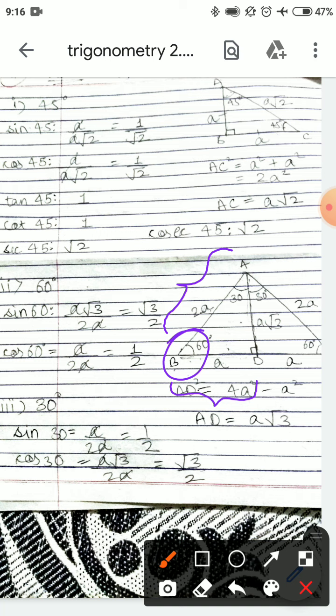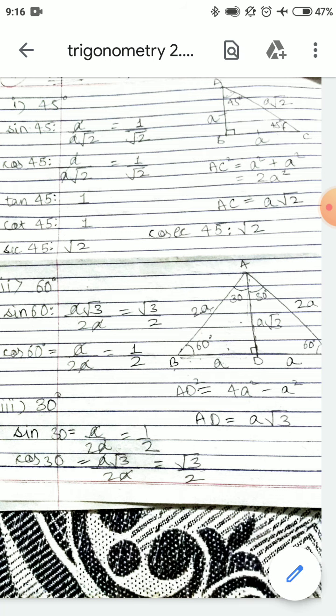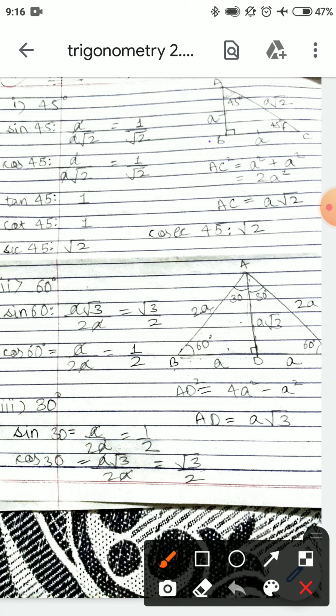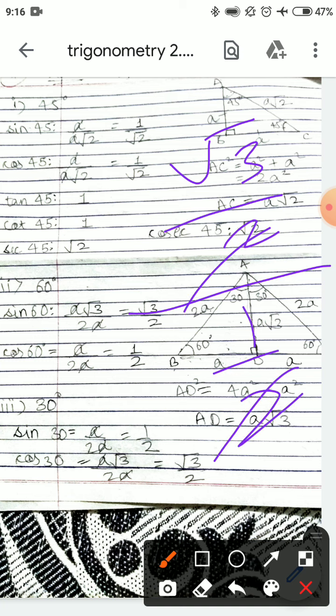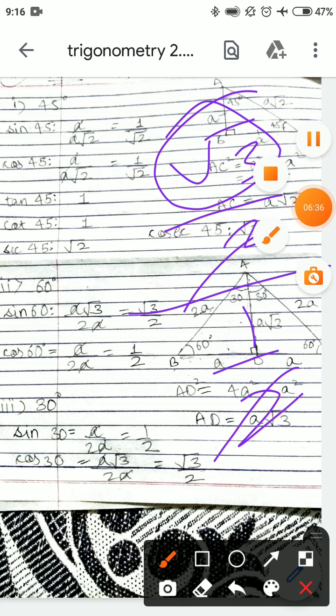Now if we want to find the value of tan 60, what we will simply do is divide sin 60 by cos 60. So tan 60 will be root 3. If you divide root 3 by 2 whole upon 1 by 2, this 2 and this 2 will be cancelled, so what we are left with is root 3. So tan 60 is root 3.